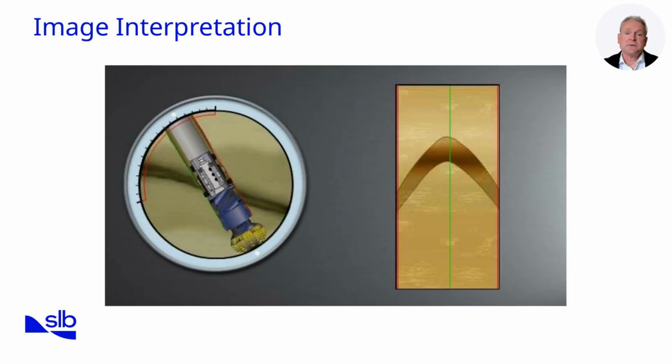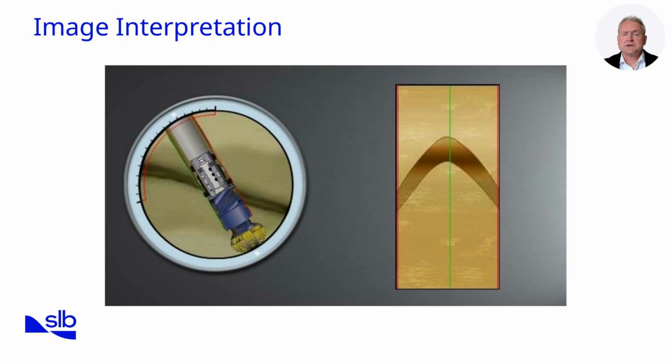Once azimuthal images are acquired, the next step is interpretation. This slide shows the real-time image interpretation software, which is used to process images and identify geological features in real time. Azimuthal images reveal how formation features intersect the borehole. For example, bedding planes appear as sinusoidal curves across the image. The dip angle and azimuth of these beds can be calculated by measuring the geometry of the sinusoid.